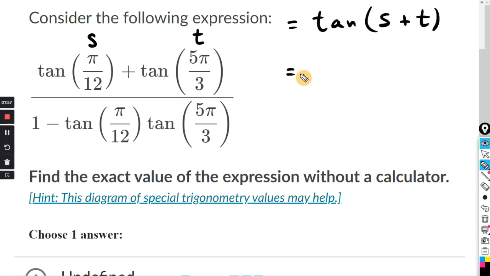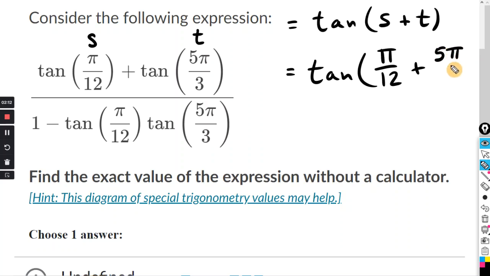So that's going to equal the tan of pi over 12 plus 5 pi over 3. Now, some of these, it might make it easier to convert to degrees instead of radians, but in this case, it's not too bad. Okay, we just need a common denominator.